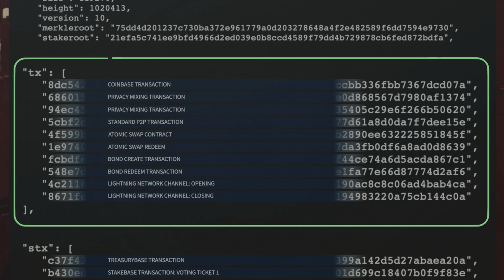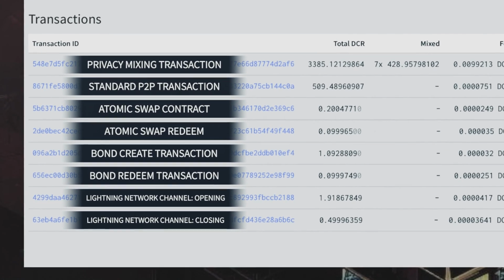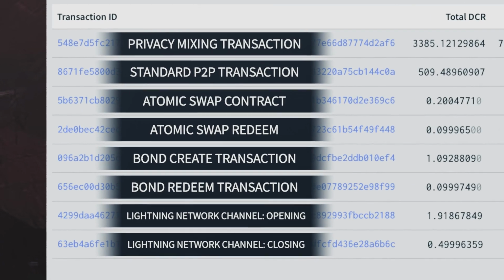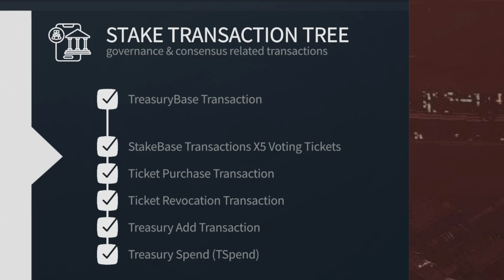The regular transaction tree includes various transaction types unrelated to staking or governance, such as standard peer-to-peer payments, simple transfers of funds between individual addresses, atomic swap contracts and redemption transactions, time-dependent transactions like DCR DEX bond creation and redemption, Lightning Network channel operations, privacy mixing transactions, multi-sig and other contract-based transactions, where transactions requiring multiple signatures or governed by more complex scripts. The stake transaction tree.